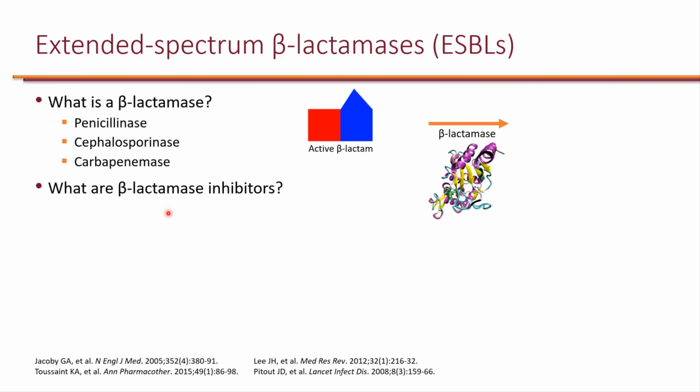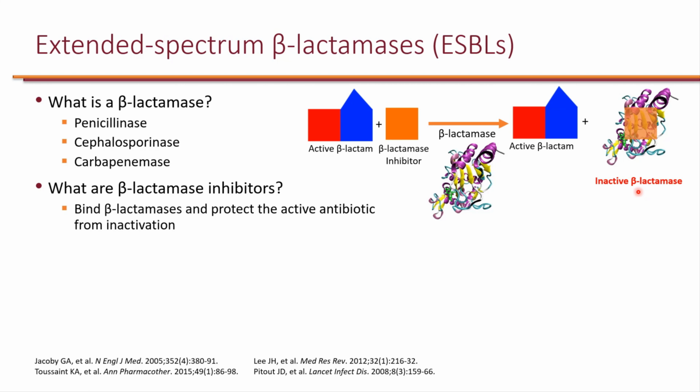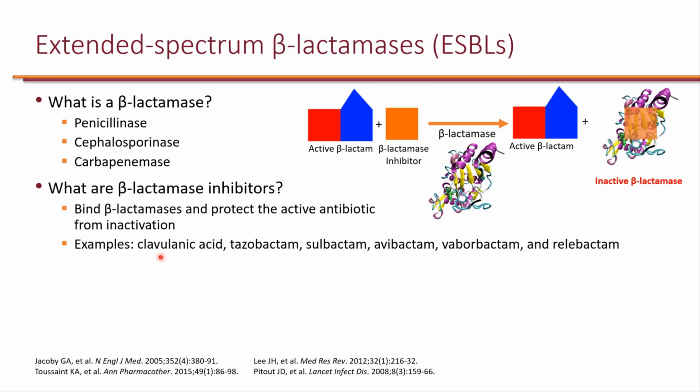And of course, to fight that, we also made beta-lactamase inhibitors. What beta-lactamase inhibitors are, essentially, are compounds that look like a beta-lactam ring, so that they have affinity for these enzymes that bacteria make. And by binding to the beta-lactamase, inhibitors essentially make it inactive, so that these beta-lactamases can no longer inactivate the actual beta-lactam, so the beta-lactam can remain active and kill the bacteria. And we have quite a few of them on the market now. We have clavulanic acid, tazobactam, sulbactam, avibactam, vaborbactam, and more recently, relebactam.